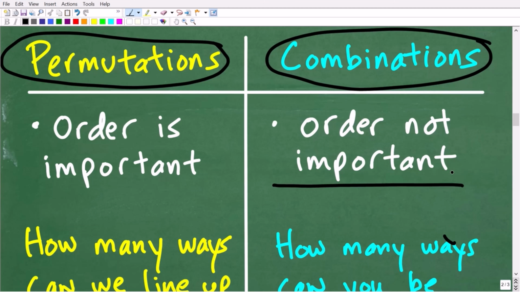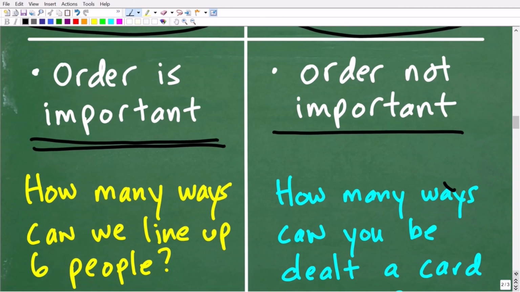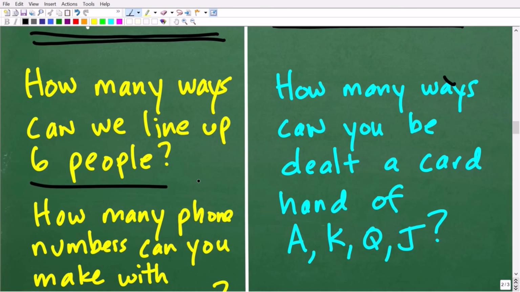But let me give you some examples of a permutation and a combination, as this is very, very easy to confuse. So let's consider a permutation, something where the order of the things that we're trying to count is important. I'm going to show you more examples of combinations here as well. But let's consider permutations. Suppose we had this problem: how many ways can we line up six people? Well, in that case, order is important, right? So we have person number one, person number two, person number three, etc. So we have to consider order.